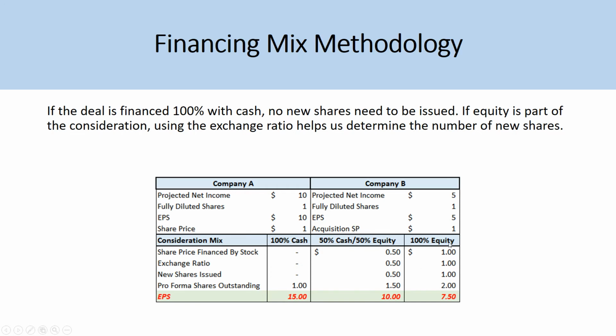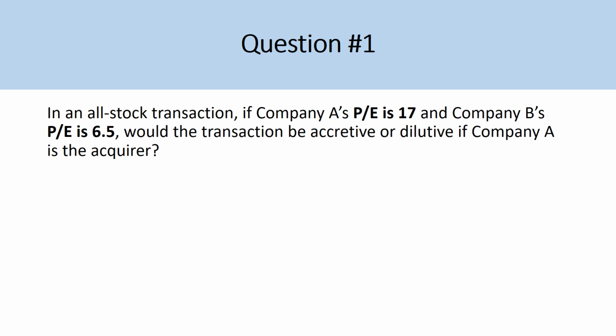So EPS in this scenario is projected net income of 15 divided by 1.5, which is an EPS of 10. Now, in a scenario where 100% of the deal is financed through equity, we just issue 1 new share to pay off that 1 existing share, right? So we have 2 pro forma shares outstanding. So 15 projected net income pro forma divided by 2 is 7.5. The more you increase equity in the consideration of the deal, the more EPS decreases, from 15 to 10 and then to 7.5. That's essentially it. If you get this slide, then you're pretty much good to go with all the questions. So let's focus on question 1, the easiest.